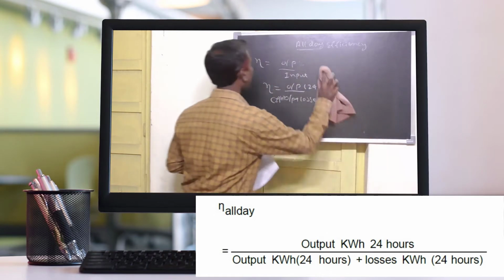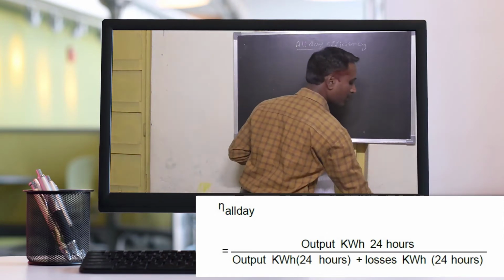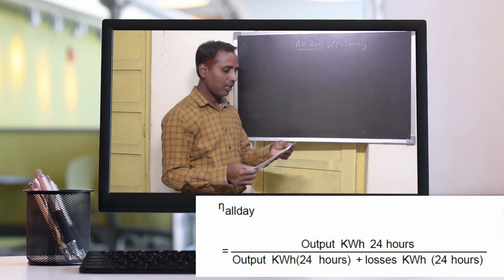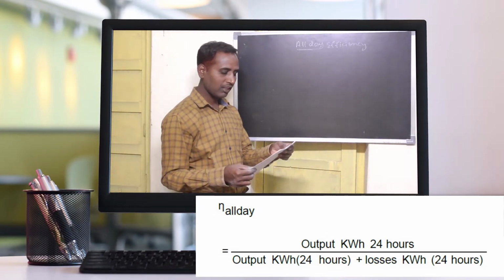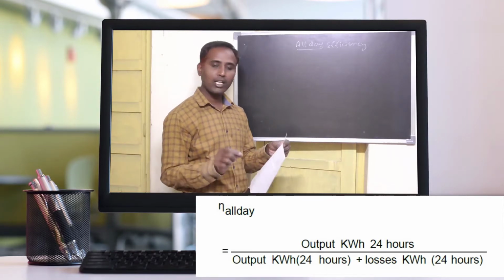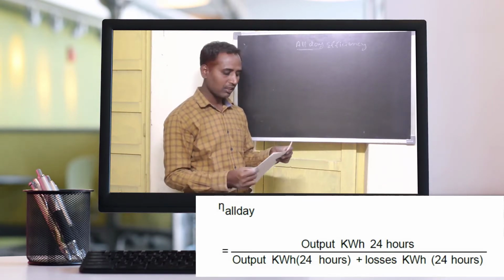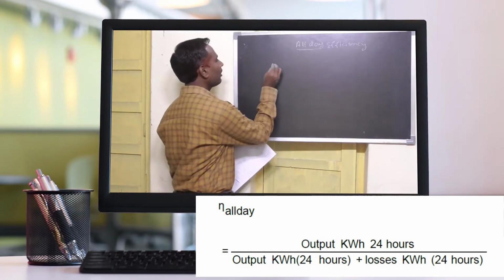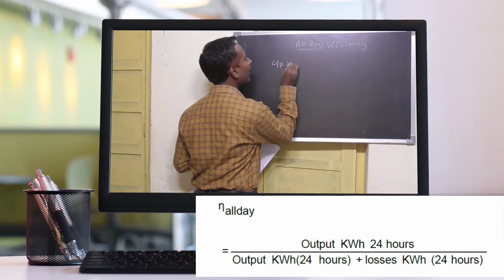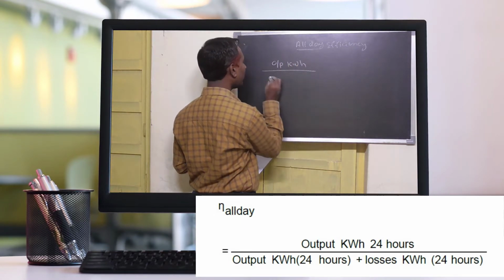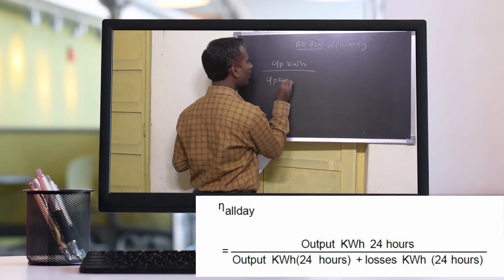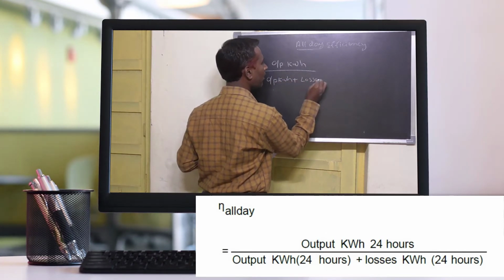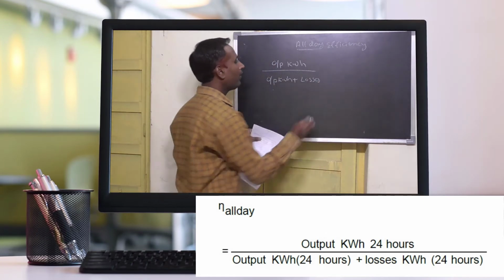To calculate the all day efficiency, we use this formula on your screen. All day efficiency means output in 24 hours divided by output in 24 hours plus losses also in 24 hours. So the formula is output in kilowatt hour, and this is important, divided by output in kilowatt hour plus losses also in kilowatt hour.